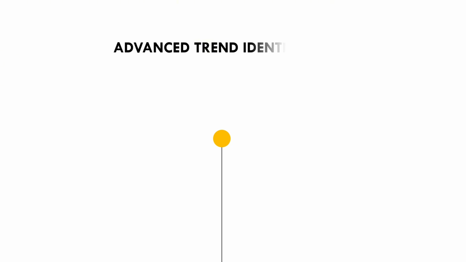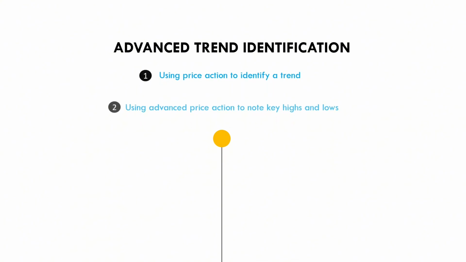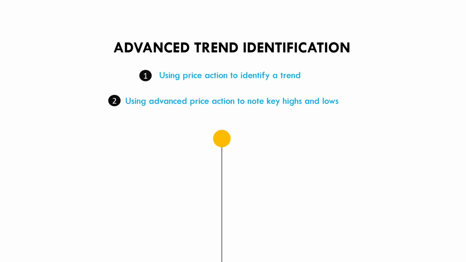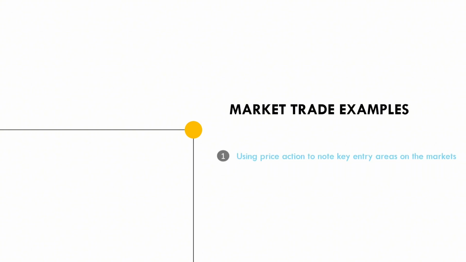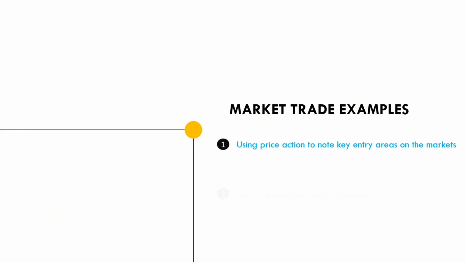Firstly, we'll learn an advanced trend identification method, where we'll learn 1. Using price action to identify a trend, and 2. Using advanced price action to mark key highs and lows on the charts. Secondly, we'll share our advanced trend trading strategy, where we'll learn 1. Using price action to note our entry areas, and 2. Using price action to execute our trades. Thirdly and finally, we'll see market trade examples, where we'll be 1. Using price action to mark key entry areas on the markets, and 2. How to execute trades on the markets.